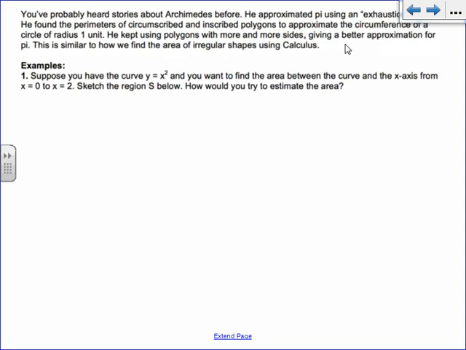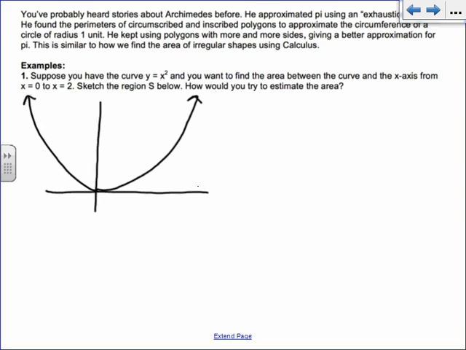Okay, so it says suppose you have the curve y equals x squared, and you want to find the area between the curve and the x-axis from 0 to 2. We're going to go ahead and sketch the region below. Okay, so we have a parabola, and we're finding the area from 0 to 2. So what we're doing is we're finding this area in here. So this is the region S, as we're calling it.